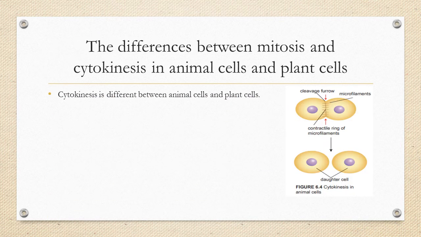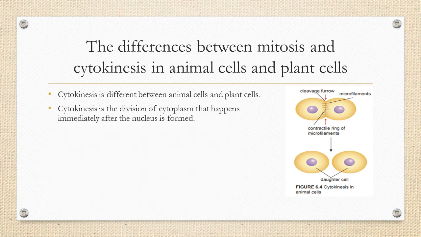So now what is the difference between mitosis and cytokinesis in the animal and plant cell? After mitosis, the next stage is cytokinesis. First of all, we look at more detail about the animal cell. Cytokinesis is actually different between animal cell and plant cell. In animal cell, cytokinesis is the division of the cytoplasm that happens immediately after the nucleus is formed. So after telophase, cytokinesis will occur.